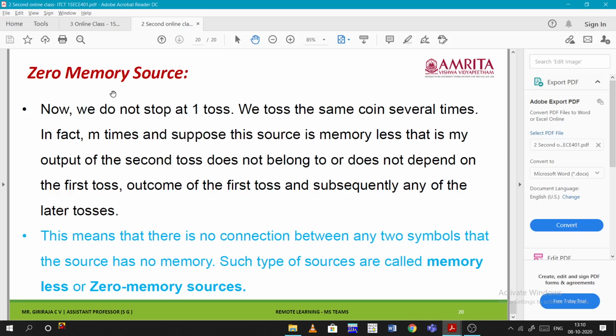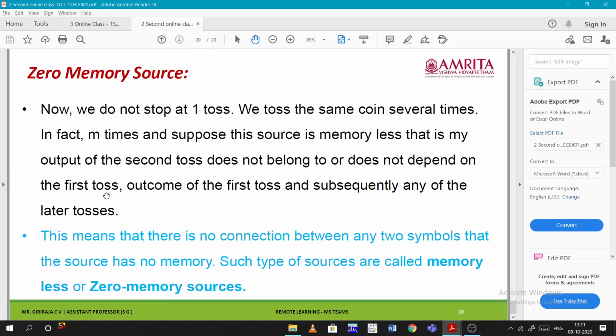Generally, we do not toss a coin just once. We randomly throw dice or toss coins. For example, consider tossing a coin. We toss the same coin several times, in fact m times. Suppose this source is memoryless; that is, the output of the second toss does not depend on the first toss.